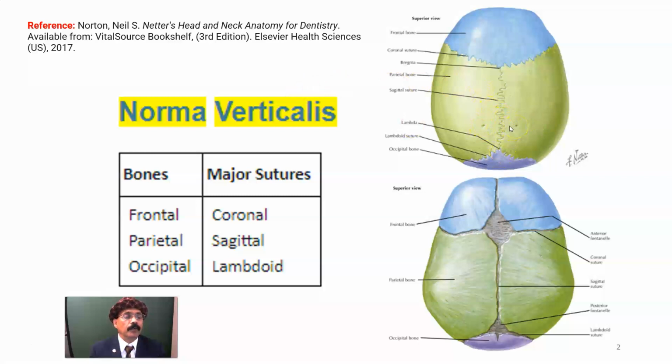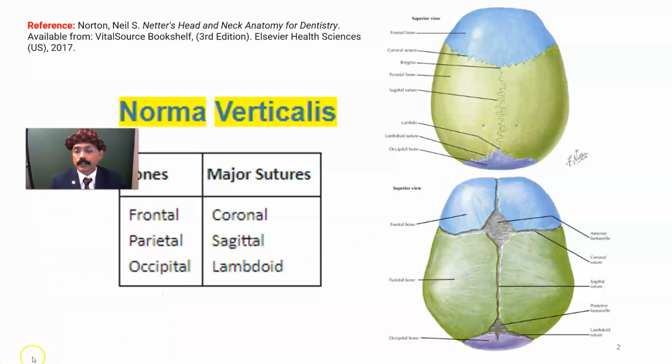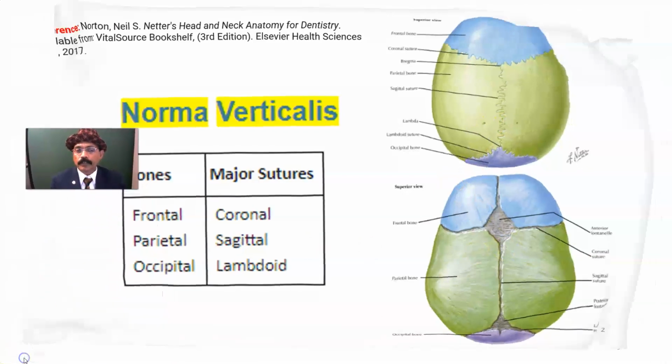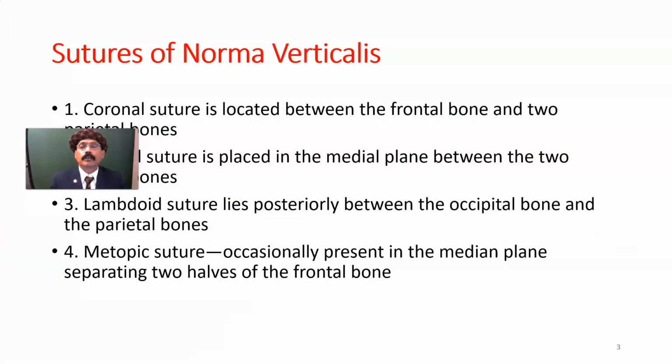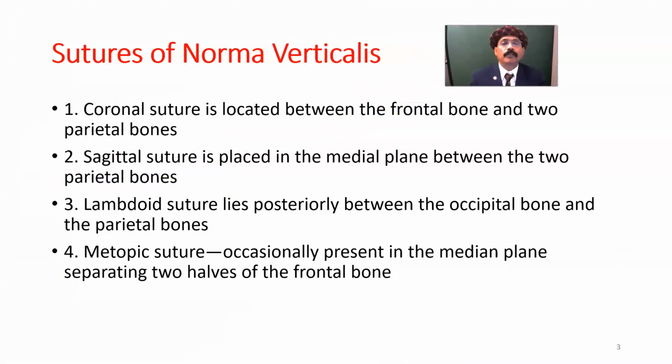Okay, if you go to the next slide, here we just discussed the sutures. The coronal suture is located between the frontal bone and the two parietal bones. The sagittal suture is placed in the median plane between the two parietal bones. The lambdoid suture lies posteriorly between the occipital bone and the parietal bones.